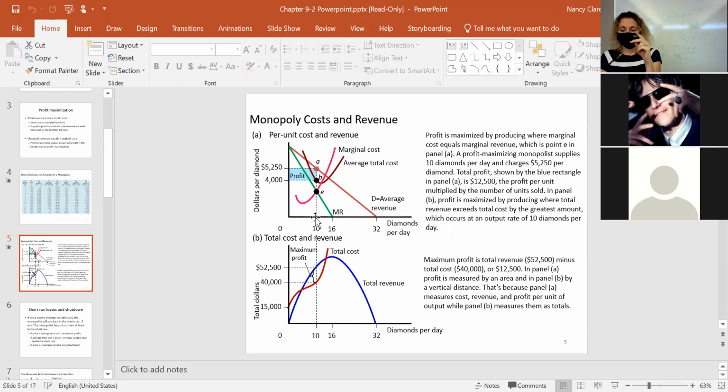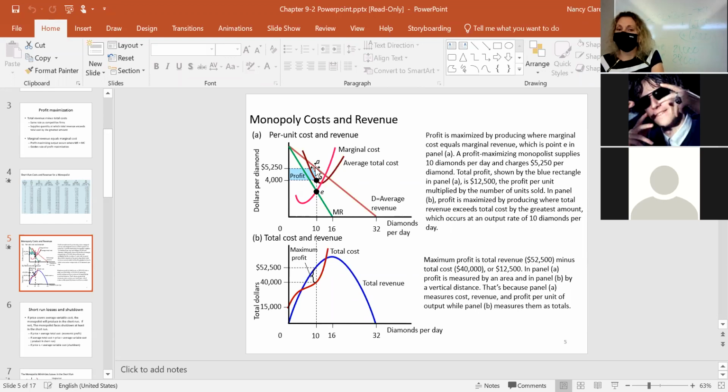Step one. Step two, I want to find my price. What's the price I get to charge at that profit maximizing quantity? So my step two is find your demand curve. Find your demand curve, and your demand curve is going to have your price on it. It's where you go to find price. It's the only place to find price is your demand curve. So I've headed up to point A to find my price. And my price is $52.50.